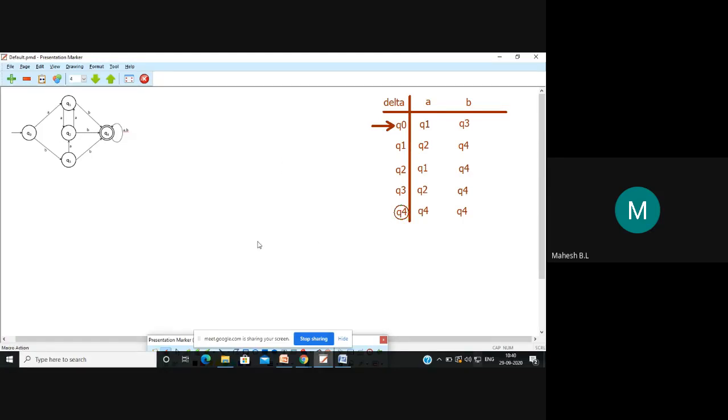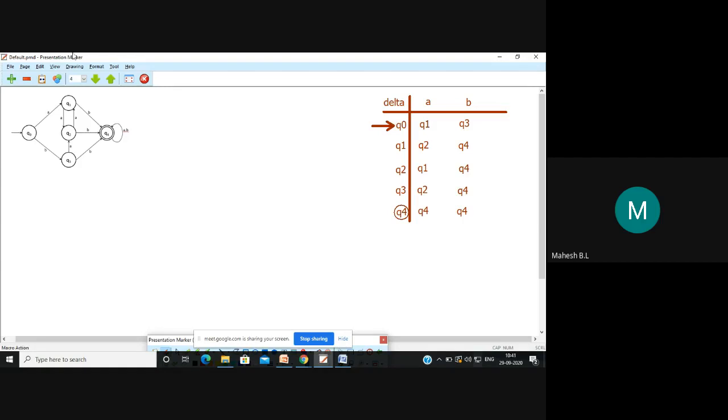Okay, let's verify it once. Q0 on A is Q1, Q0 on B is Q3. Q1 on A is Q2, on B is Q4. Q2 on A is Q1, on B is Q4. Q3 on A is Q2, on B is Q4. Q4 on both A and B is Q4. So this is the transition table. Now we need to minimize it.